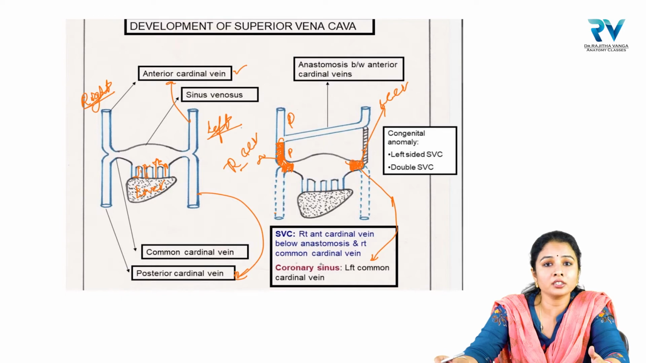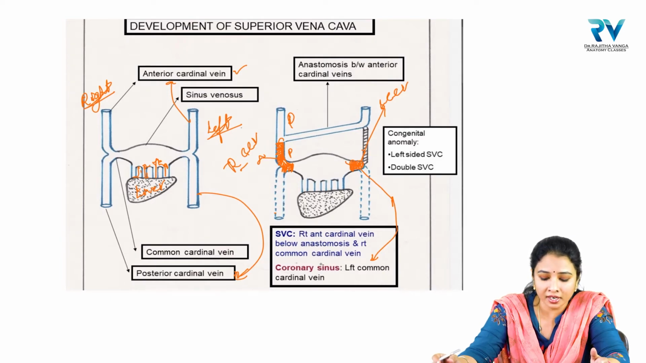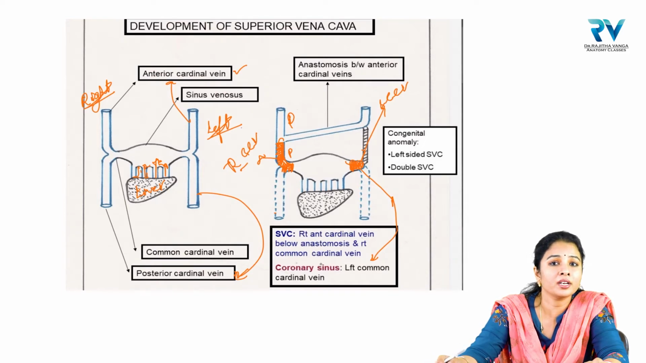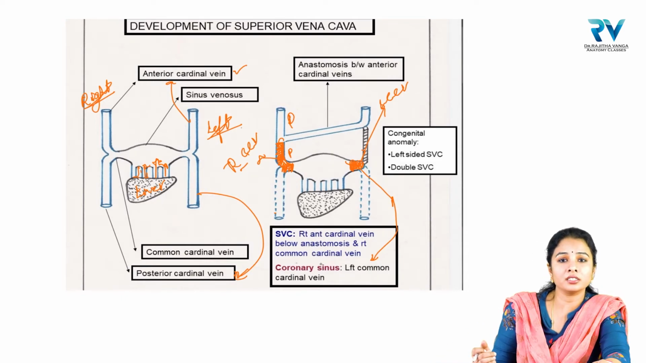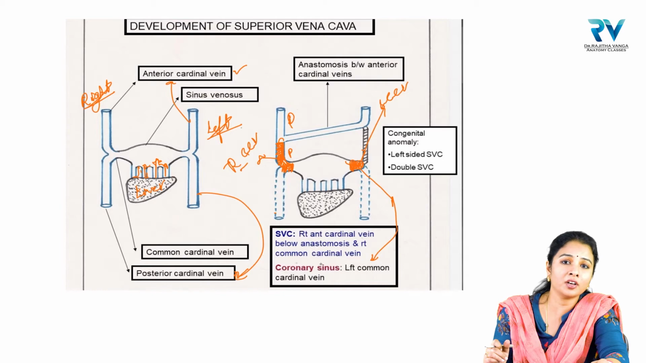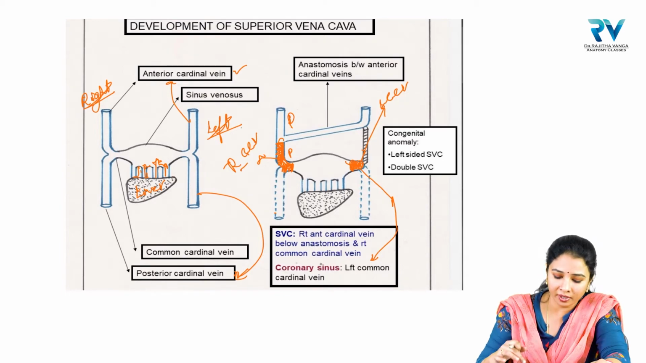and there is no anastomosis between the two anterior cardinal veins, between the right and left anterior cardinal veins, then there is a chance of having two separate right and left superior vena cava. In such conditions, the coronary sinus may get dilated because of more venous pressure from the left superior vena cava too. So these two are the congenital anomalies associated with the development of the superior vena cava.